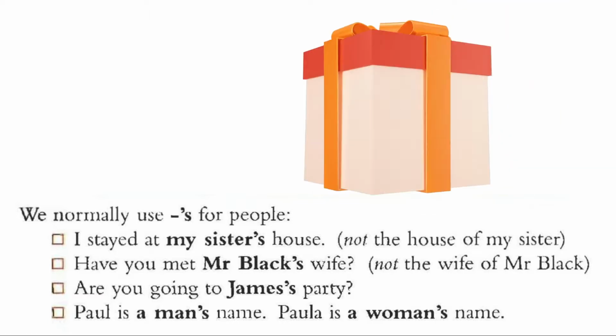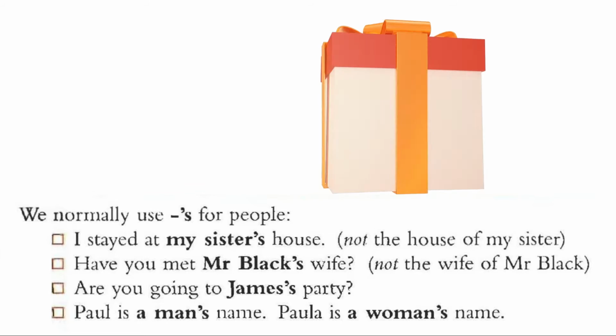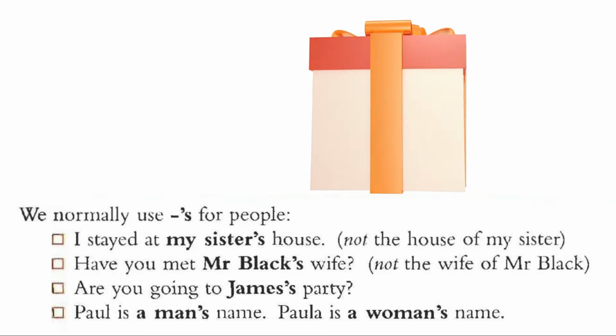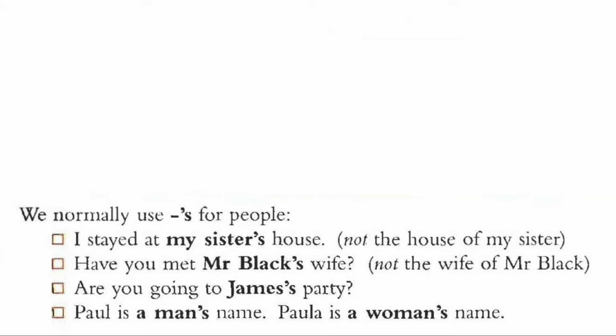Are you going to James's party? Okay, so the name is James, then you just put the apostrophe and then S, because it's not just any party, it's James's party.